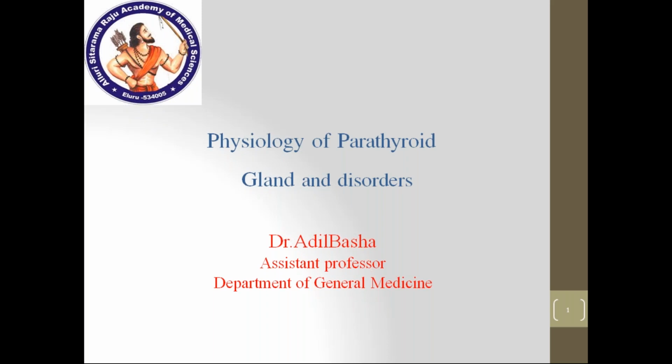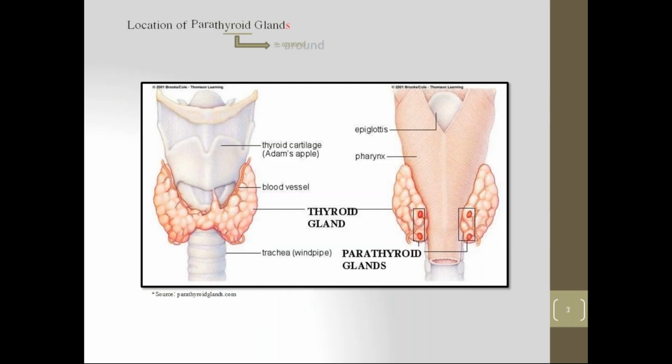We are going to discuss the parathyroid gland. This is the normal anatomy and location of the parathyroid gland. This is the thyroid cartilage. Just below the thyroid cartilage, we have the thyroid gland. We have four parathyroid glands behind the posterior surface of the thyroid gland, situated on each lobe on the posterior surface.